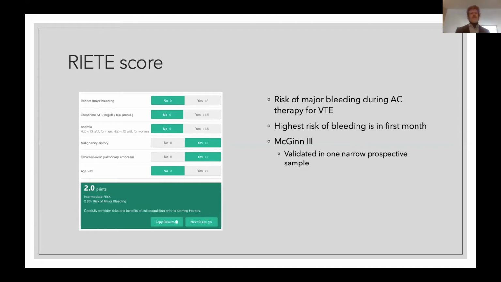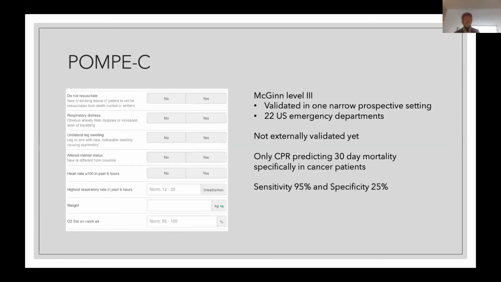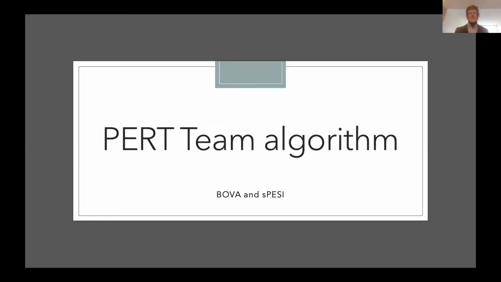Now, from the perspective of death at 30 days, the POMC score is the only score that has specifically looked at 30-day mortality in cancer patients. Again, it's McGinn level 3, meaning that it's been validated in a narrow prospective setting. However, this one is a little bit more broadly validated. It was done in 22 US emergency departments, and it had a sensitivity of 95% and a specificity of 25% for predicting 30-day mortality.